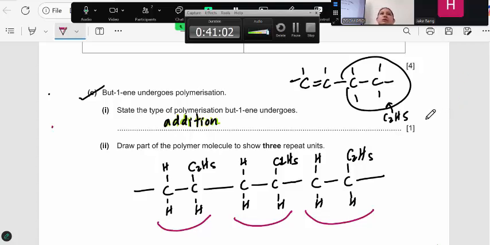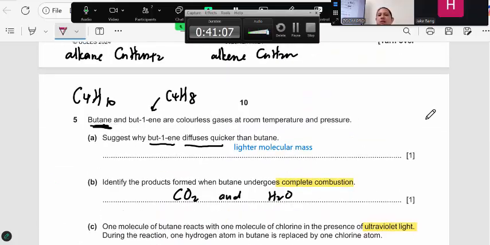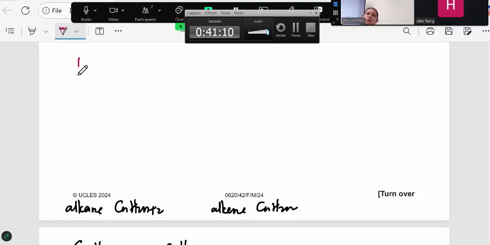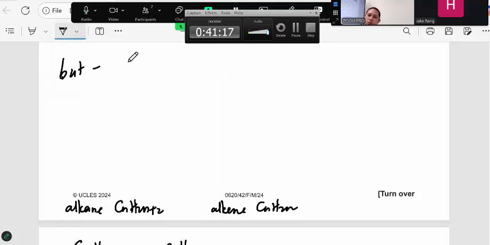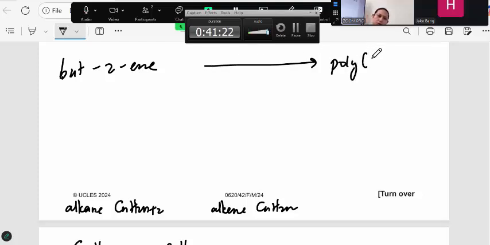Do you understand what I want you to do? Okay, draw it now, quickly. There's empty space here. But-2-ene becomes polybut-2-ene. You must know how to use that itself. Okay, you must remember.